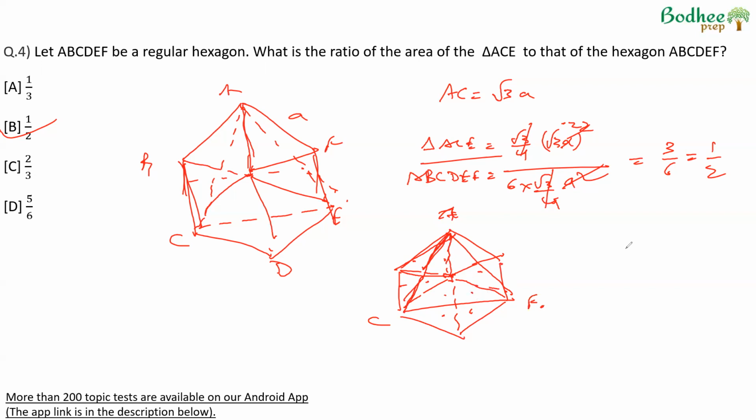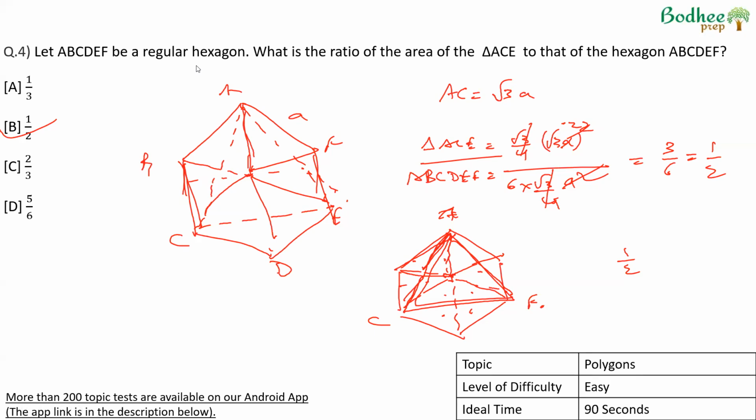So ACE upon total area will be 1 by 2. One part is inside, one part is outside, so the total ratio will be 1 upon 2. This or that, either way, I think easy question, not more than about a minute and a half to solve.